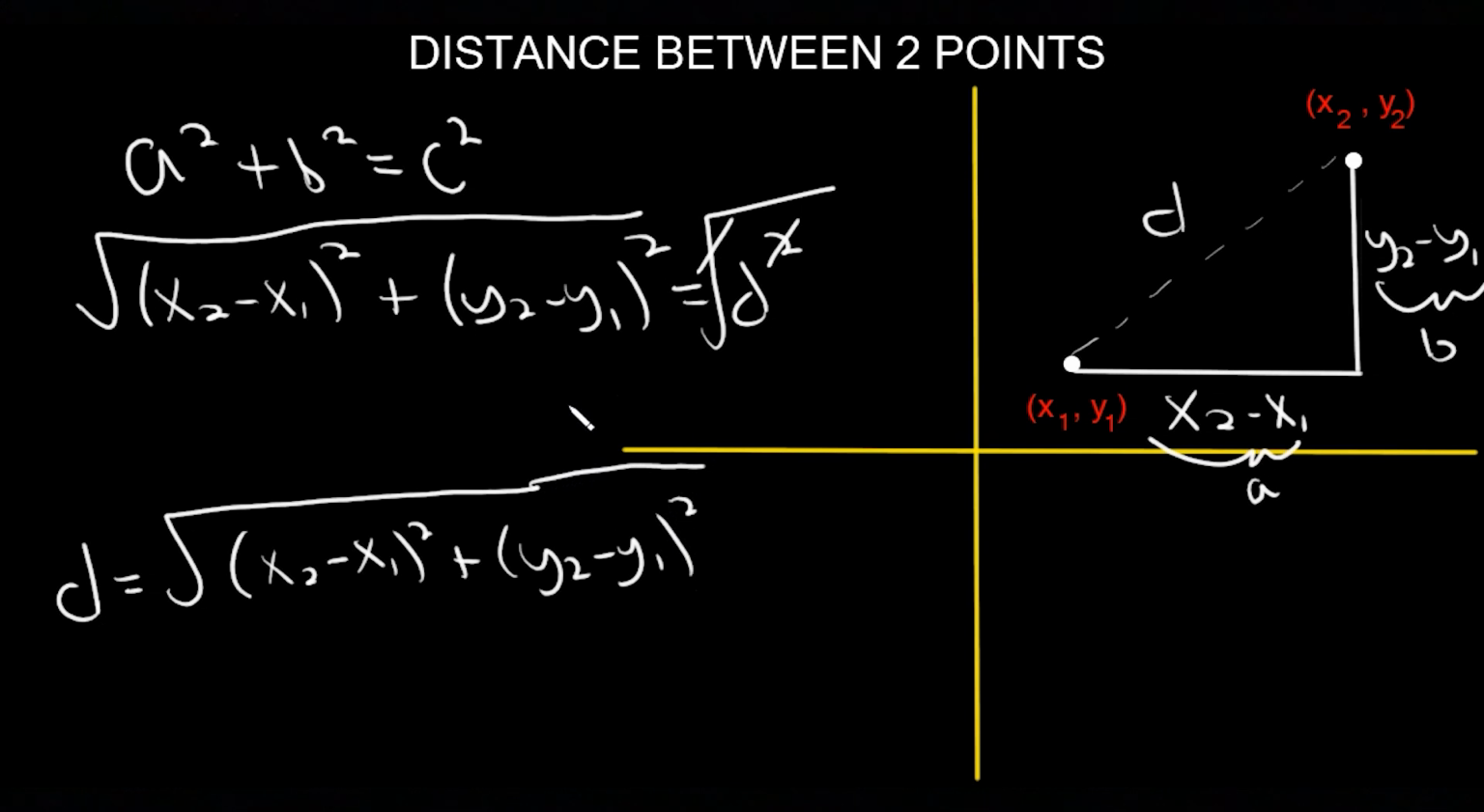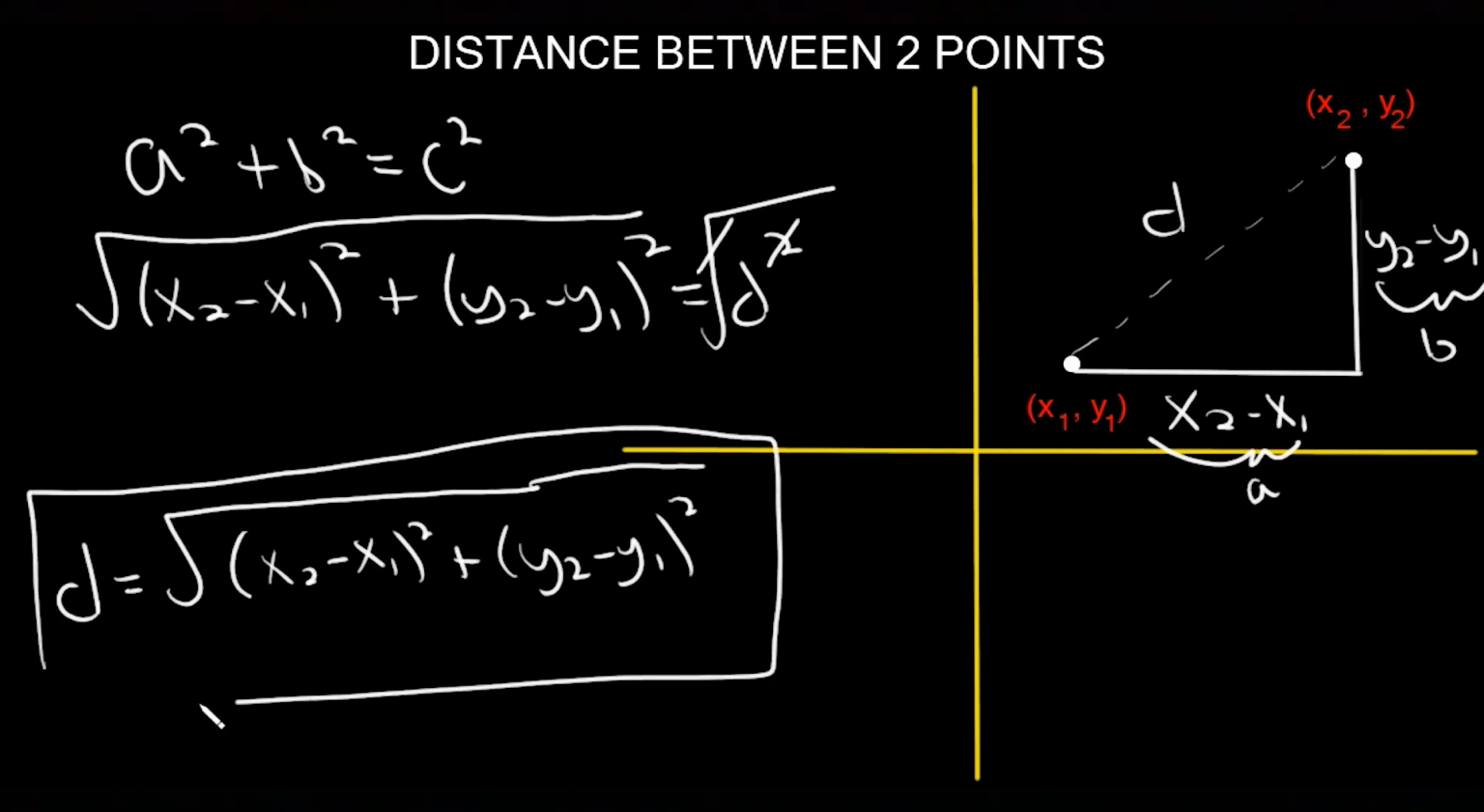So again, these 2 points could be anything, but that's how I'm going to plug it in. I'm going to use x2, x1, and y2, y1, and then I'll be able to get the distance between any 2 points, all right? So this right here is the distance formula, right? We just derived it. So from here, I want to go ahead and apply it. So let's take a look at our first example.